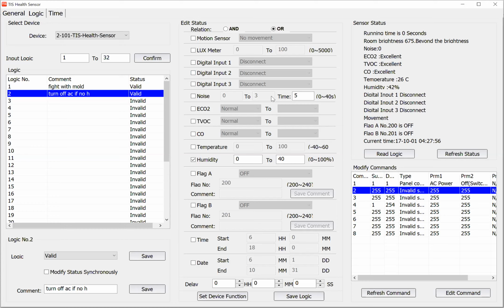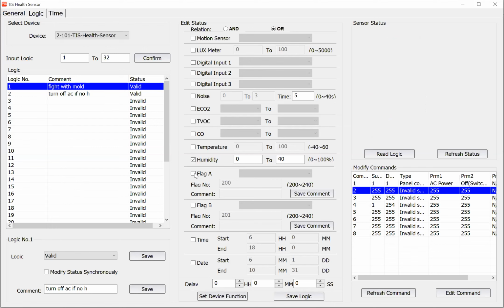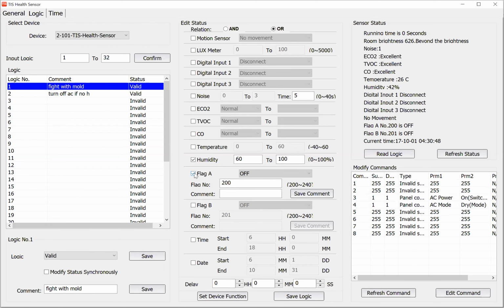Okay, I created two logics, but these two logics are not very good, because sometimes I'm at home and the humidity is not over 60%, but because of this logic it automatically turns off the AC. Sometimes I want the AC on and the humidity is, for example, 20%. What should we do? Here we can use a flag. I add one flag and change the relation to AND.